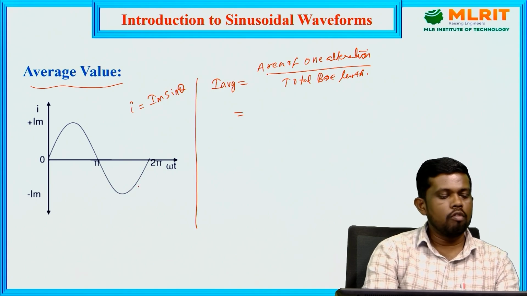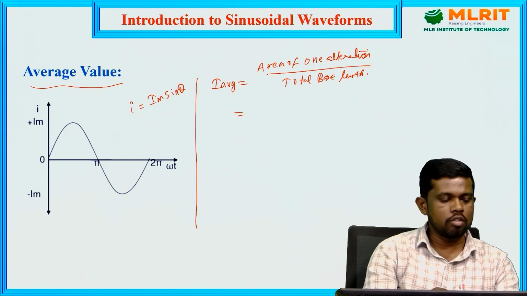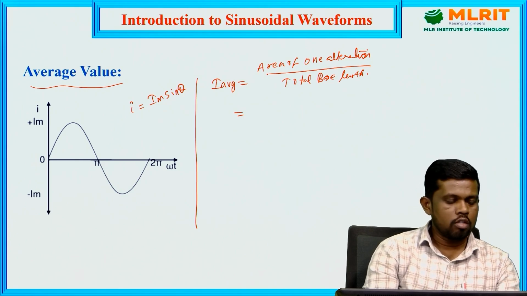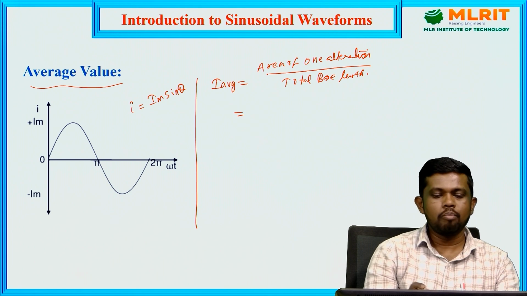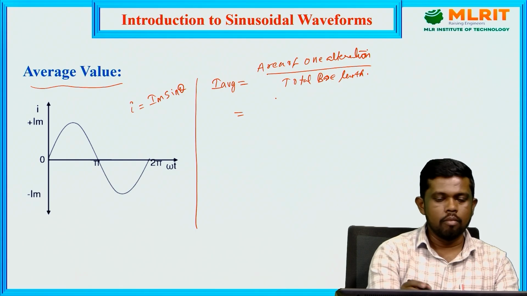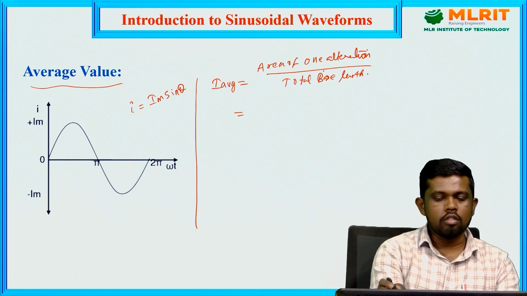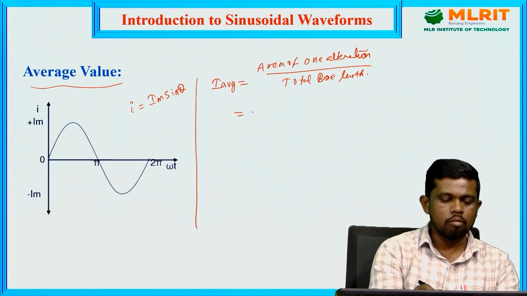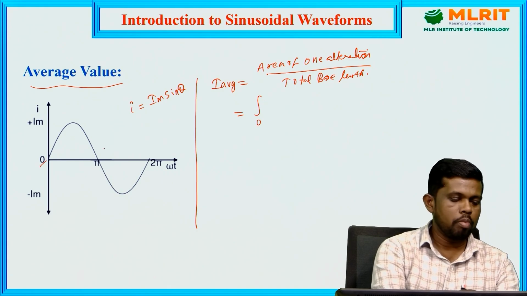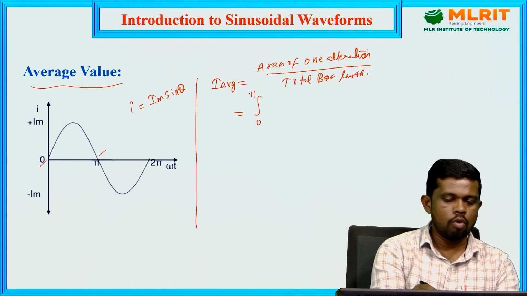For an unsymmetrical wave, we would consider the complete cycle to get the area of the signal, that is the full cycle. For a symmetrical signal, to get the area or average value, we only consider the half cycle. So the area of one alternation to the total base length of that alternation. Here area means integration from 0 to pi, which is one alternation.